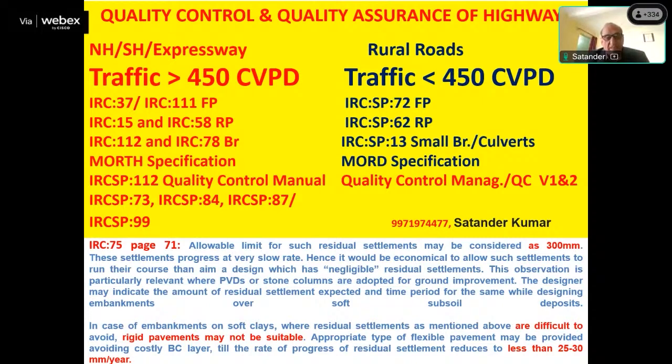If it is a high embankment, meaning 6 meter or more, and the settlement per year is up to 25 mm per annum, then you can go for flexible. If the settlement is more than 25 mm per annum, we have to go for rigid pavement. It is clear, otherwise we should go for bitumen, not rigid.